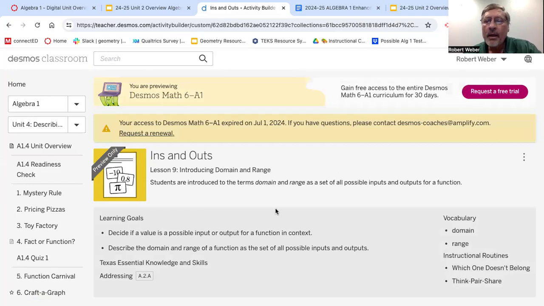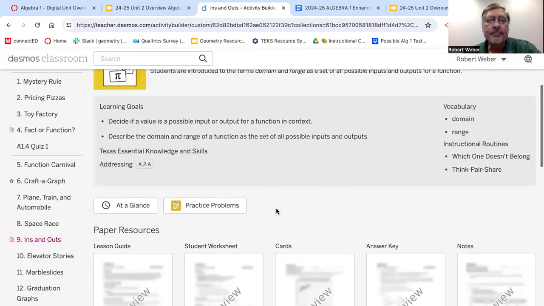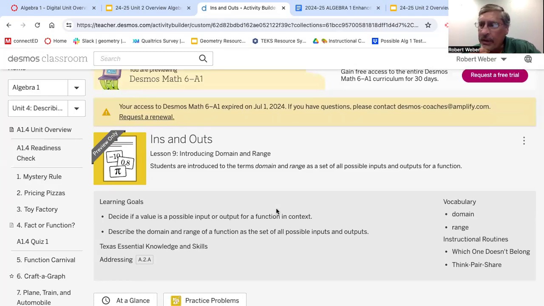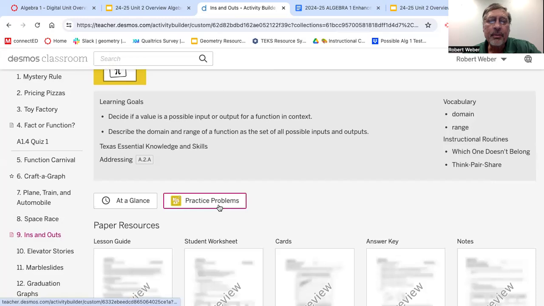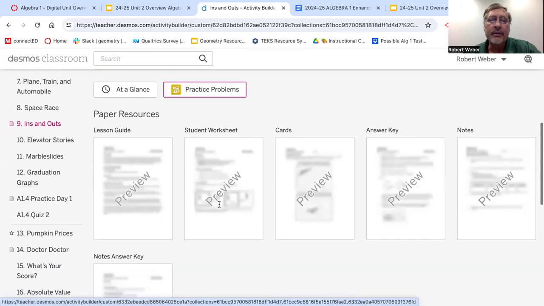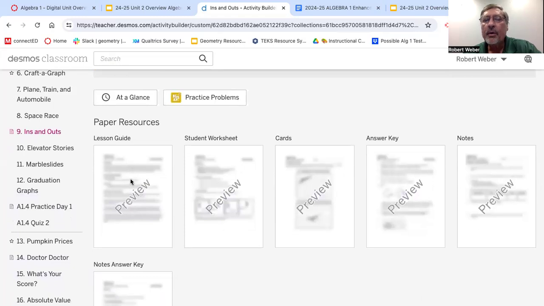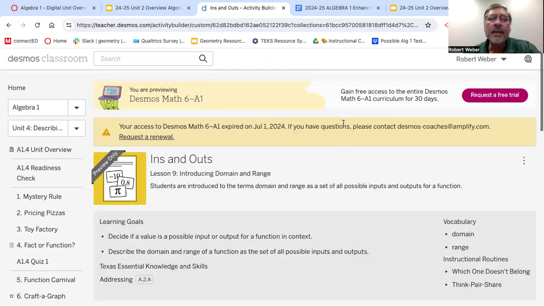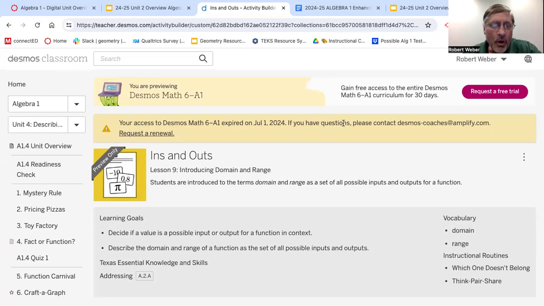But the bottom line here is you have slides that are comprehensive. They have the warm-up, the instructional piece, and the end piece. You have practice problems that you can assign outside of class. You also have paper resources, whether it be lesson guides, student worksheets, notes that you can use with kids. It's become a comprehensive piece. So if you aren't versed in Desmos, I would really advocate that you become versed in that, because it's really become quite a product. And I'm not trying to sell it. I really believe it's a good thing.